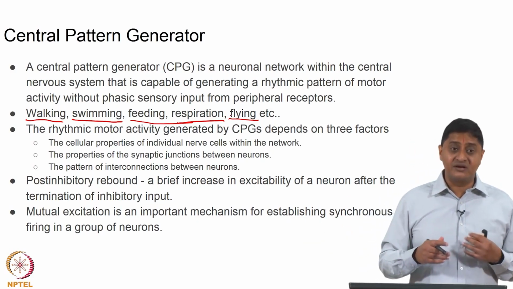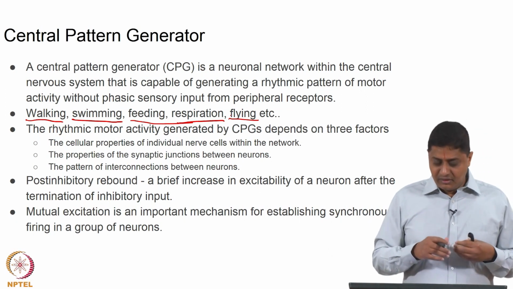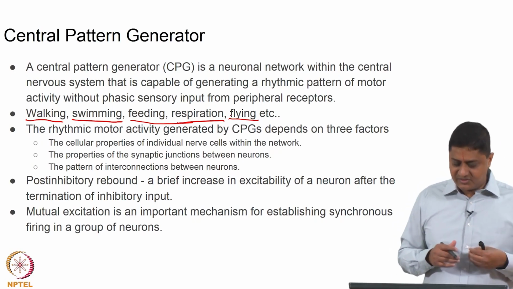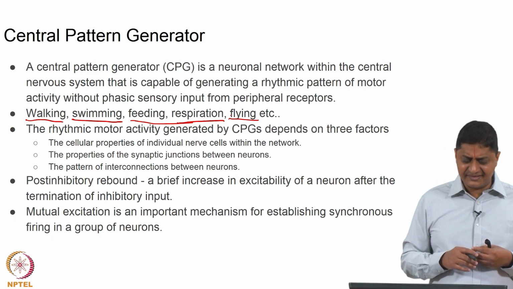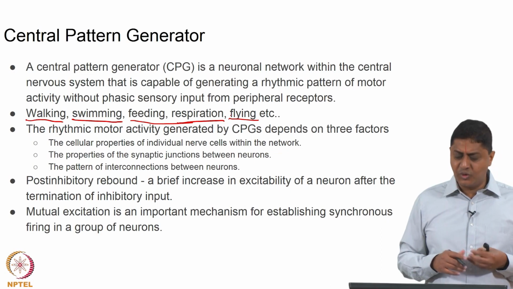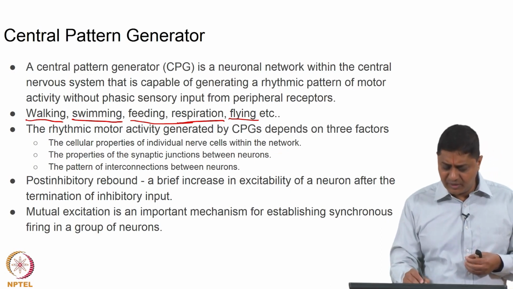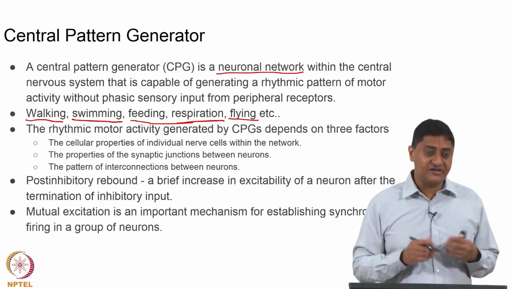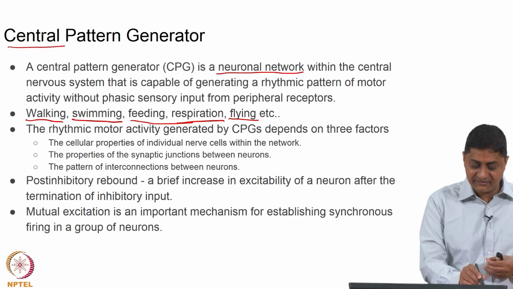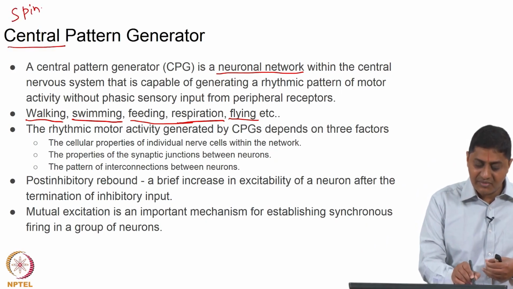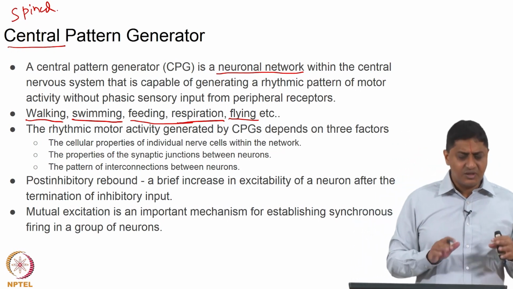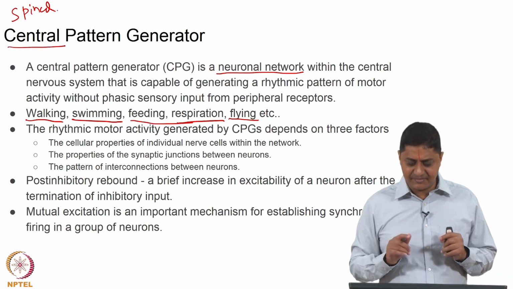So, that means there must be a rhythmic pattern in which this must happen, or a rate at which it should happen. How are these things controlled? These are believed to be controlled by a group of neurons, a neuronal network in the spinal cord, so the central nervous system, probably the spinal cord. That is also the reason they are sometimes called spinal pattern generators, because they are present in the spinal cord. But mostly they are called central pattern generators, or CPGs.